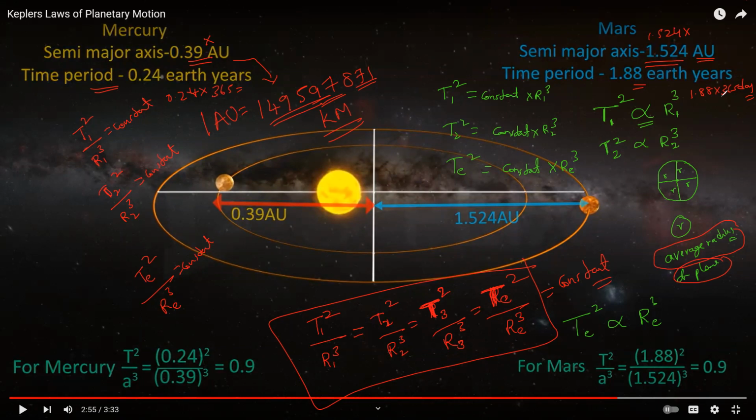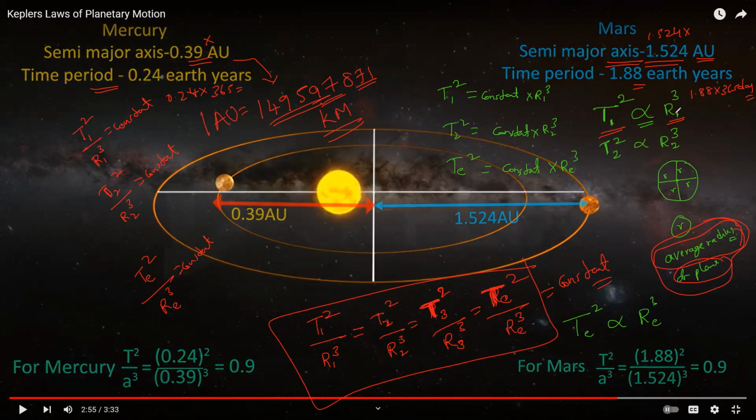So different planets have different time periods. Different planets have different semi-major axes. Of course, here they're taking semi-major axis; you can take the average radius of the planet's orbit. The square of the time period of a planet is directly proportional to the cube of the average radius of the planet's orbit. That always remains constant. That is what is called Kepler's third law.